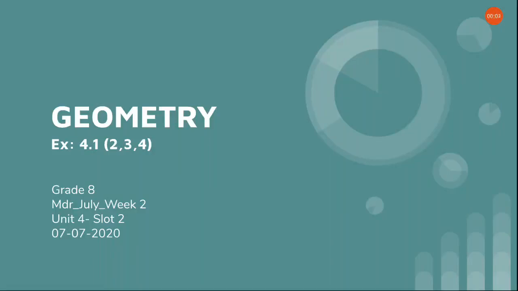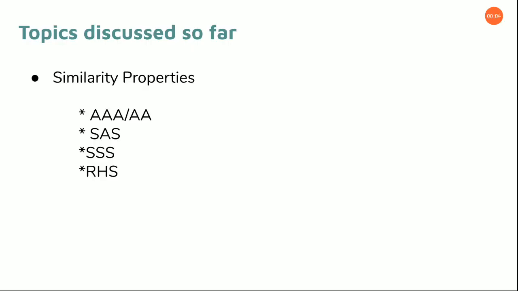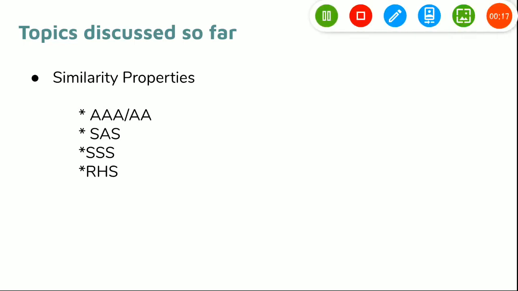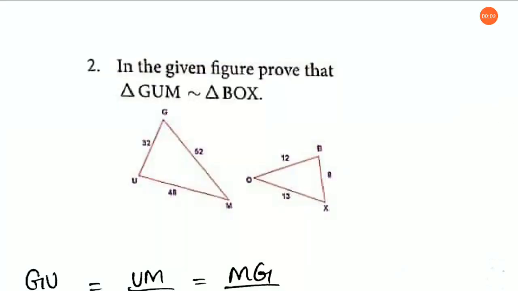Namaste children. In our previous session we learned similarity properties, right? That is AAA property, SAS, SSS and RHS. Today we are going to continue to solve a few more sums in exercise 4.1. Look at the second question now.